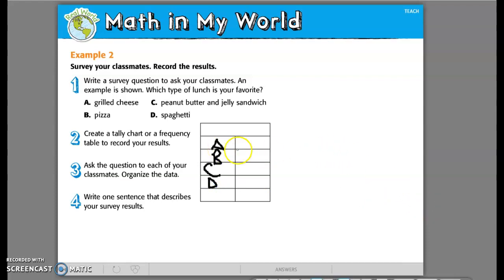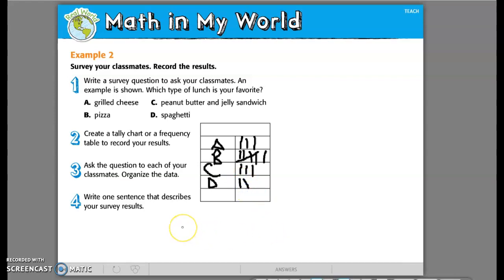And we're going to just pretend like we had 3 people choose grilled cheese. We're going to say that 6 people chose pizza, because a lot of you like pizza when we have that for lunch at school. And so if I add the 6 to the 3, that's 9. And we have 14 students in our class. So I'm going to put 3 more people on peanut butter and jelly and 2 people on spaghetti.